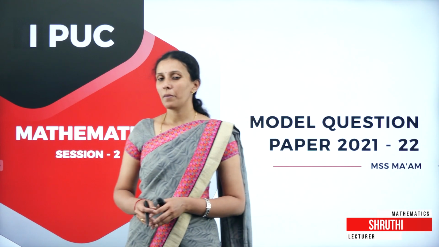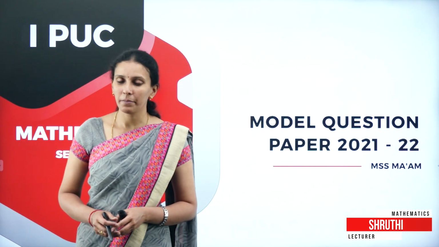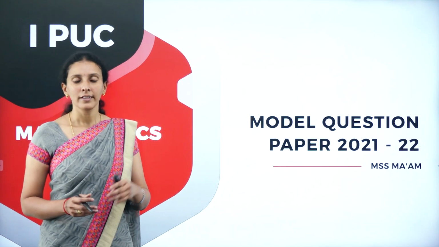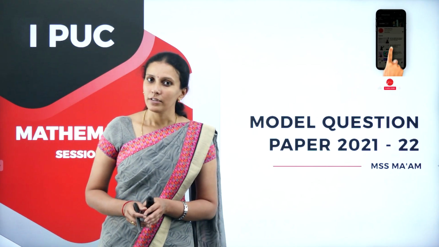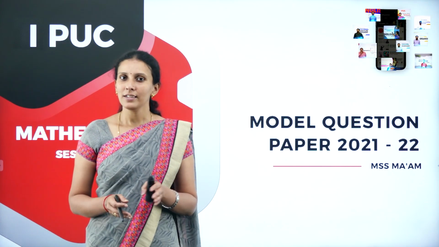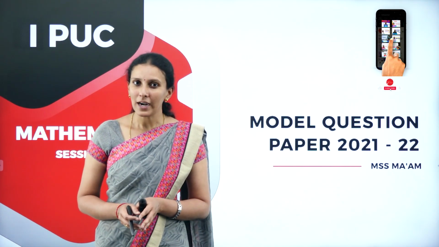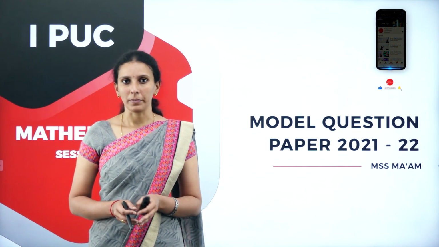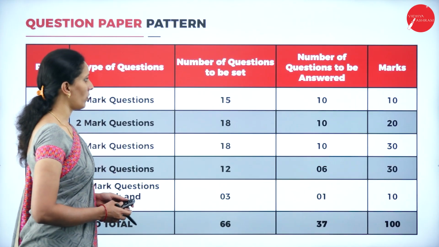So we were discussing the model question paper prescribed by the Pre-University Board of Karnataka. In the last session, we discussed part A and part B sections. So in this session, let's solve part C of the model question paper. Let us look at the pattern of the question paper.